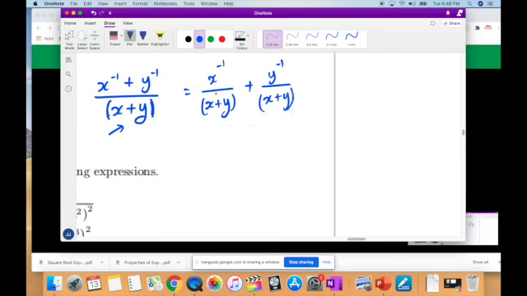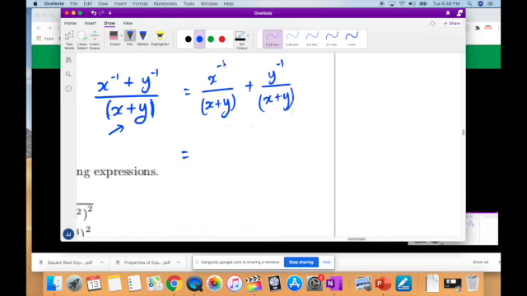But at the end of the day, I still can't cross off anything. It would have been easier if these two were being multiplied, because then the x's would have been able to cancel off. But it can't. But the question asks for positive indices only, so let's get rid of these negative ones.